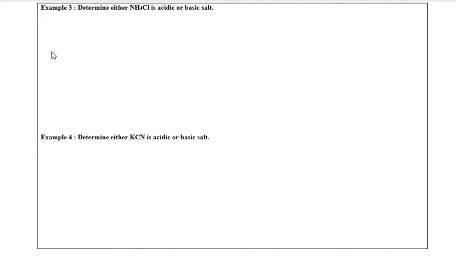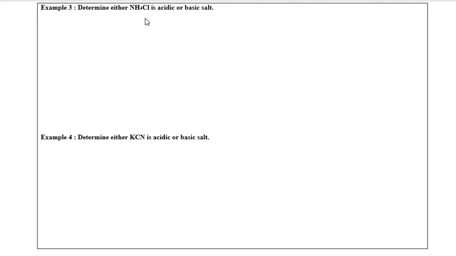Assalamualaikum dan selamat sejahtera. We continue with subtopic 7.1 acid and base for part 3, which is salt hydrolysis. Look at example 3. Determine either NH4Cl is acidic or basic salt.